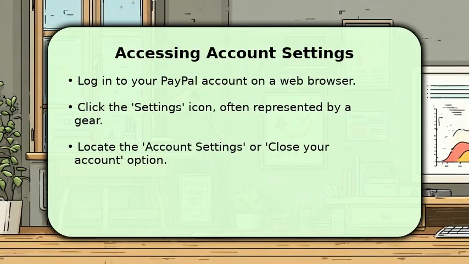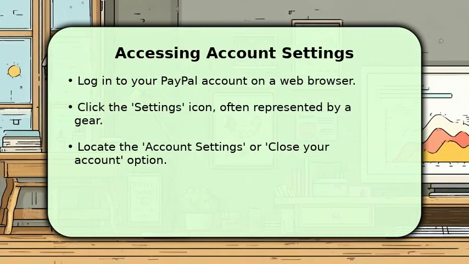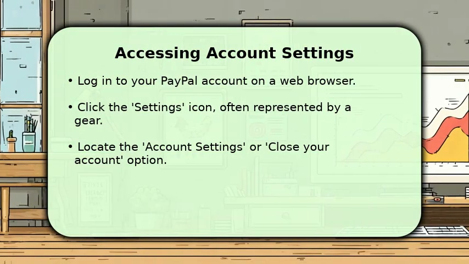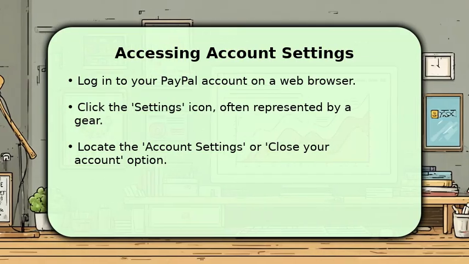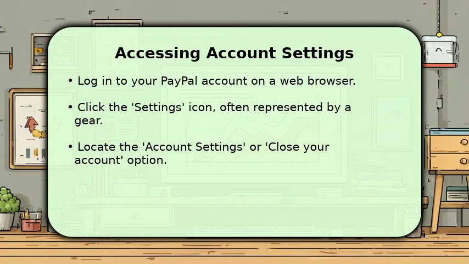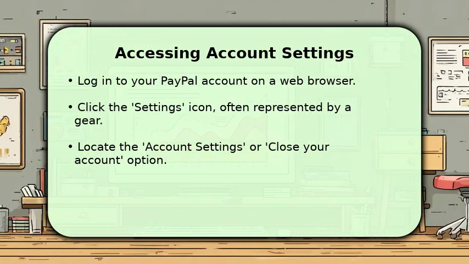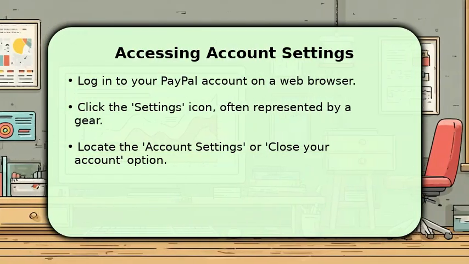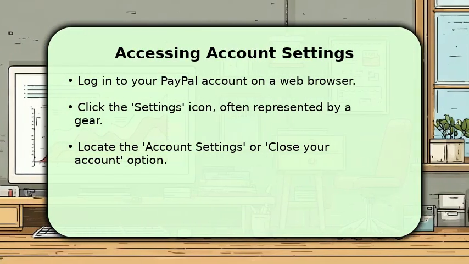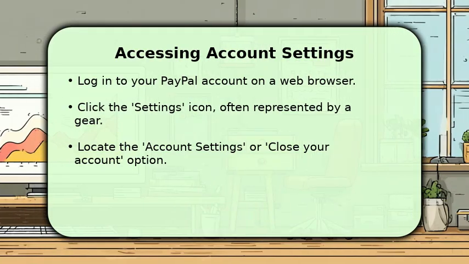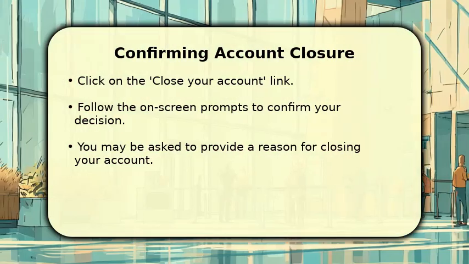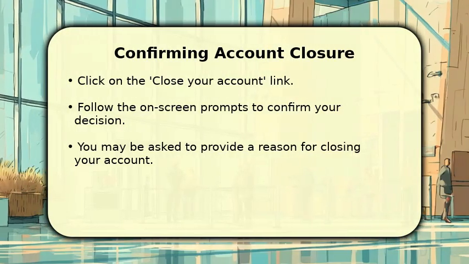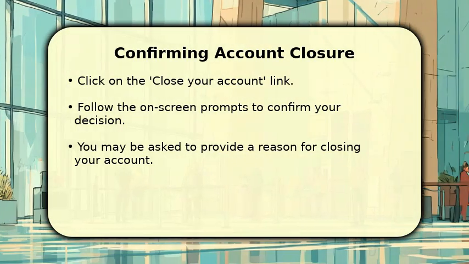Once your account is ready, log into PayPal using a web browser, as the mobile app might not offer this option. Look for the settings icon, usually a small gear, in the top right corner of the page. Click on it to access your account preferences. Within the settings menu, you should find an option related to account settings or directly close your account to move forward with the process. After locating the Close Your Account link, click on it to begin the final steps.